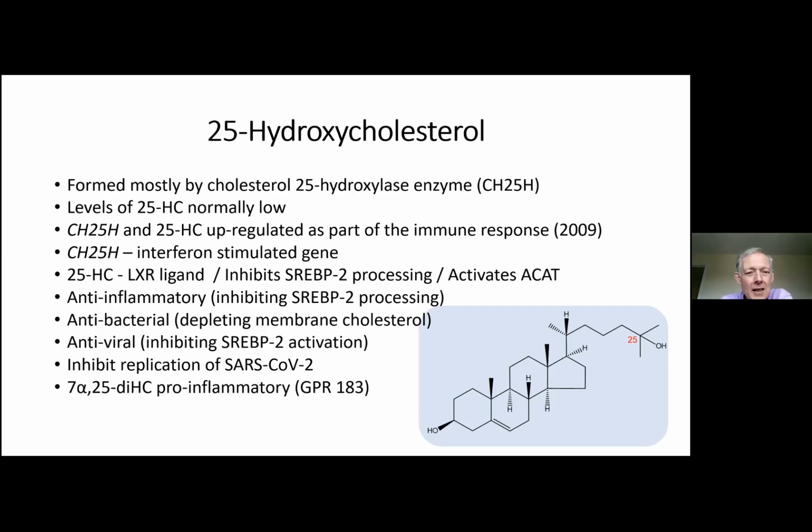However, in about 2009, it was shown that the expression of CH25H and the levels of 25-hydroxycholesterol are hugely elevated in response to bacterial and viral attack. And it seems now absolutely conclusive that 25-hydroxycholesterol is really important in the defense of the immune system against the invaders. And this defense almost certainly goes through activation of the LXR and also inhibiting of SREBP processing, and also activation of ACAT. So it seems that 25-hydroxycholesterol is really important for defending the body against bacteria. It's also important for defending the body against viruses as well.